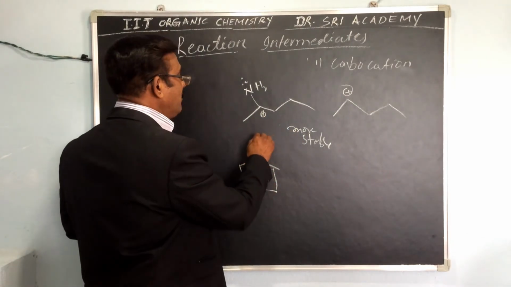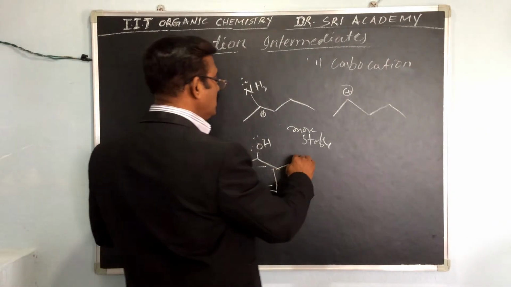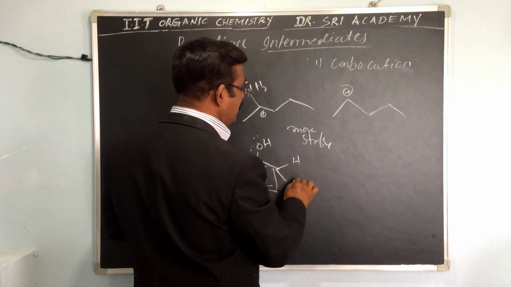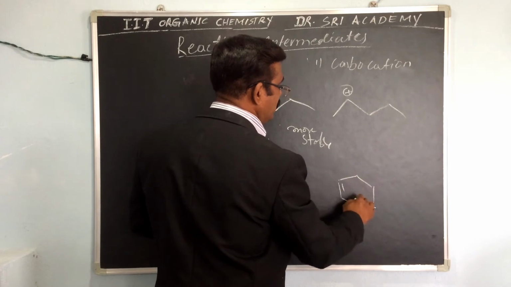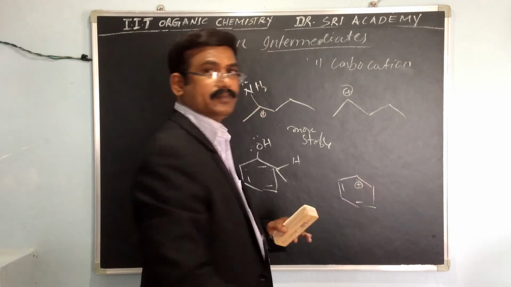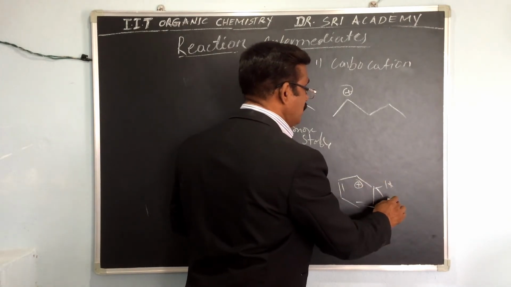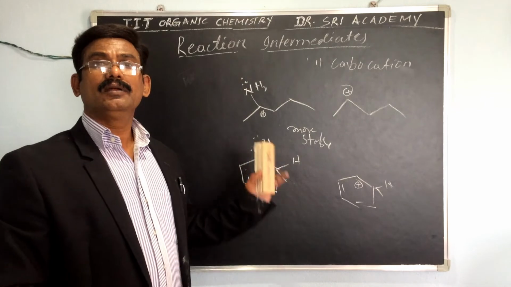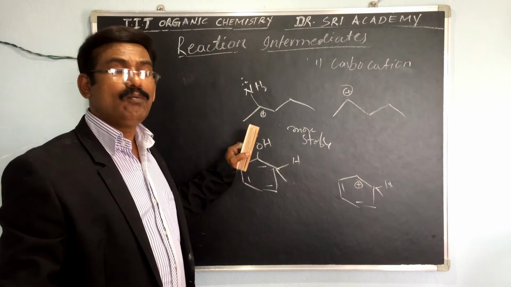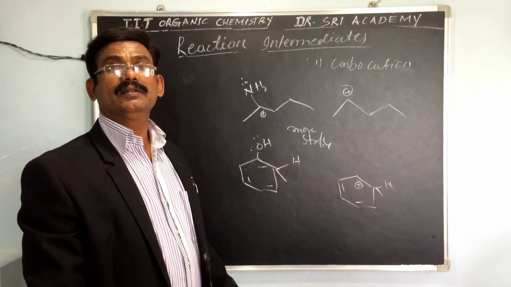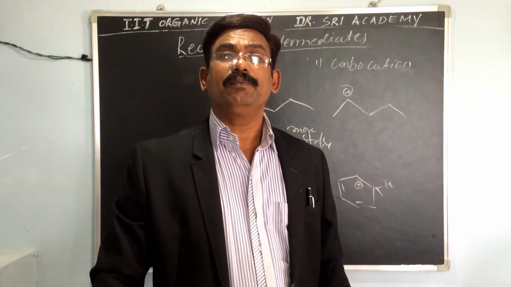And if you write phenol, it also has two lone pairs of electrons. Many different types of compounds will be given to you. For example, this is the compound. Which one is more stable? Definitely, because the OH is there and the lone pairs of electrons are there, it is more stable than this one. So these are very important.